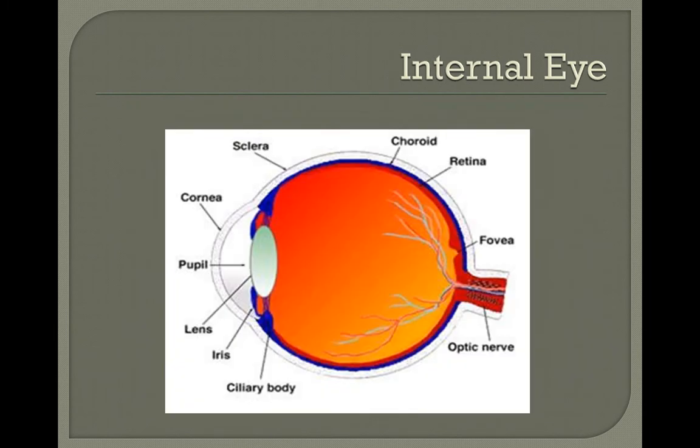So now we'll discuss the internal structures of the eye. First, we can discuss the iris. The iris is the colored portion of the eye. The iris contains the pupil, which allows light to enter the eye.